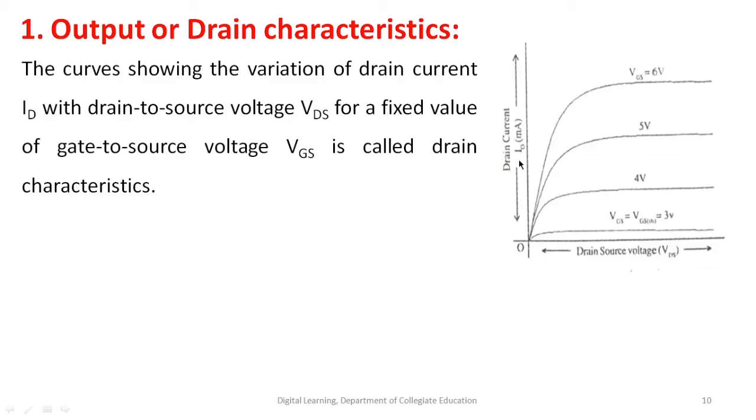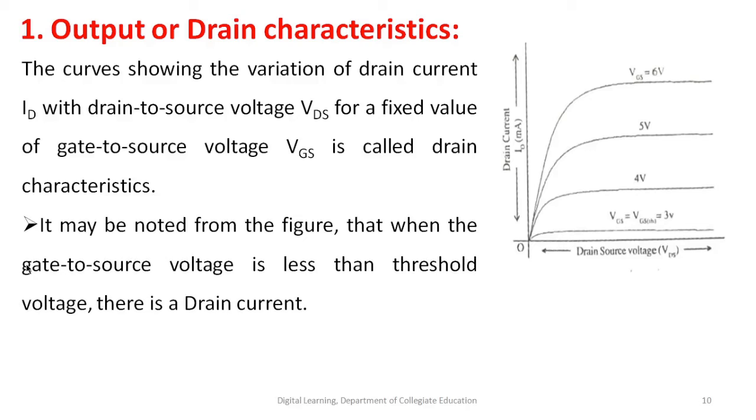Coming to the output or drain characteristics, the curves show the variation of drain current with drain to source voltage for a fixed value of gate to source voltage. The curves obtained are called drain characteristics curves. From the graph we can observe that in the y-axis we have plotted the drain current, and in the x-axis we have plotted the drain to source voltage. Here the gate to source voltage is constant.